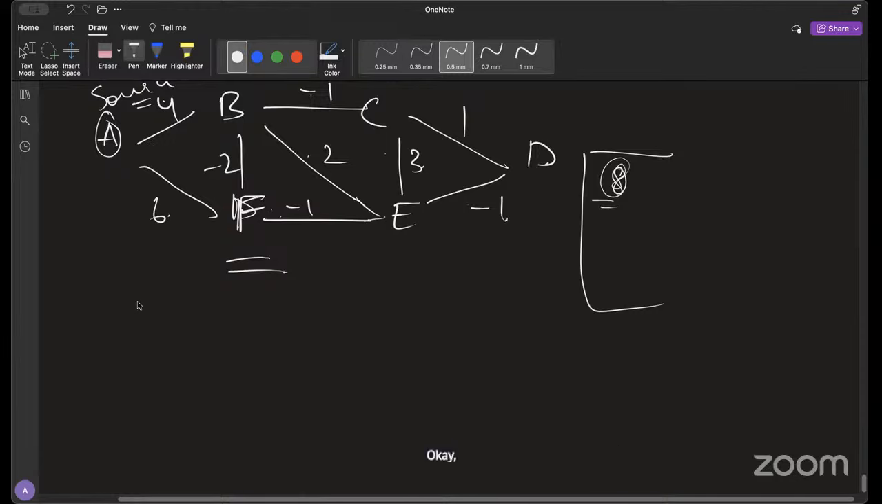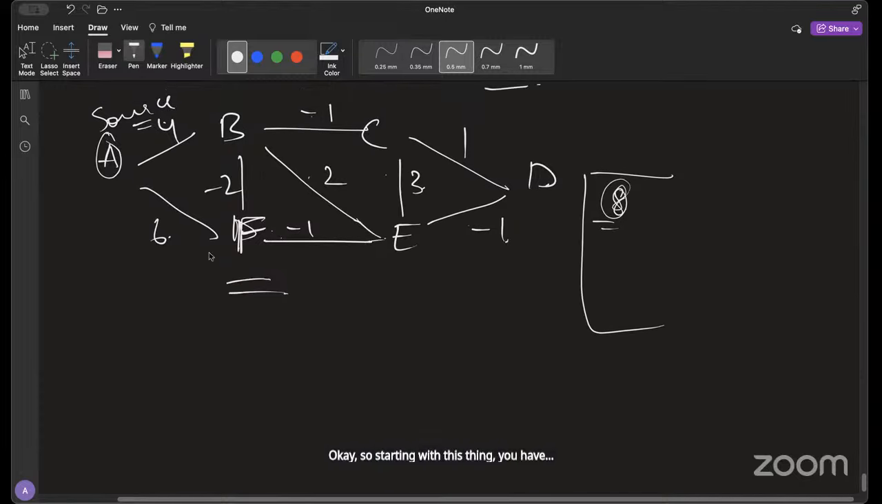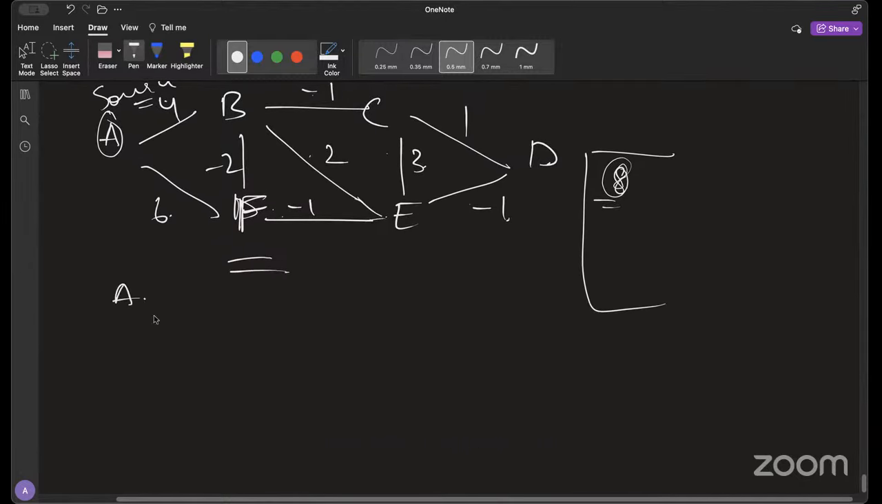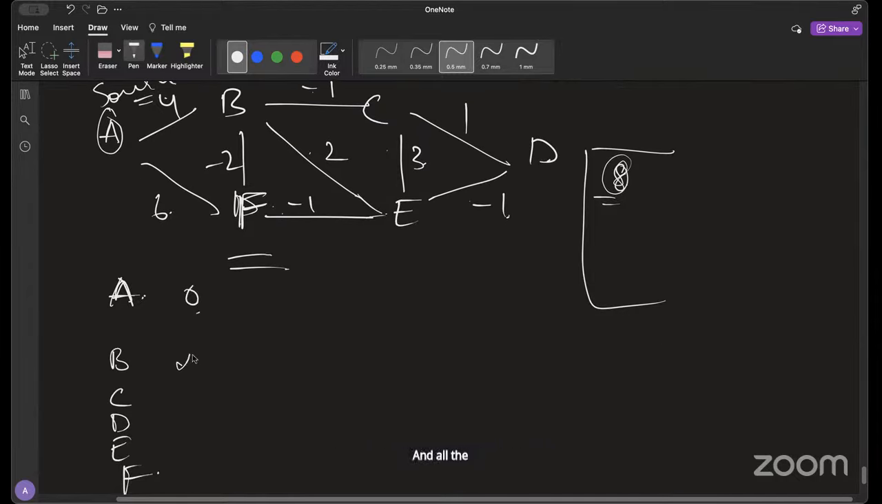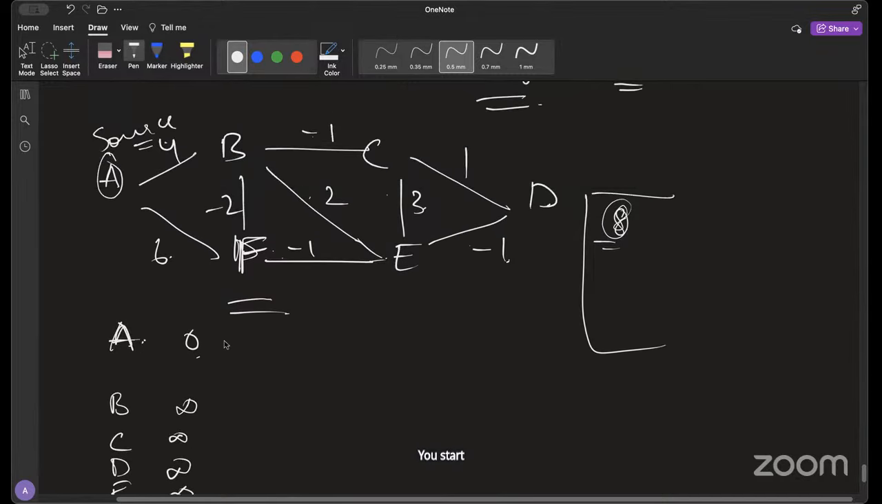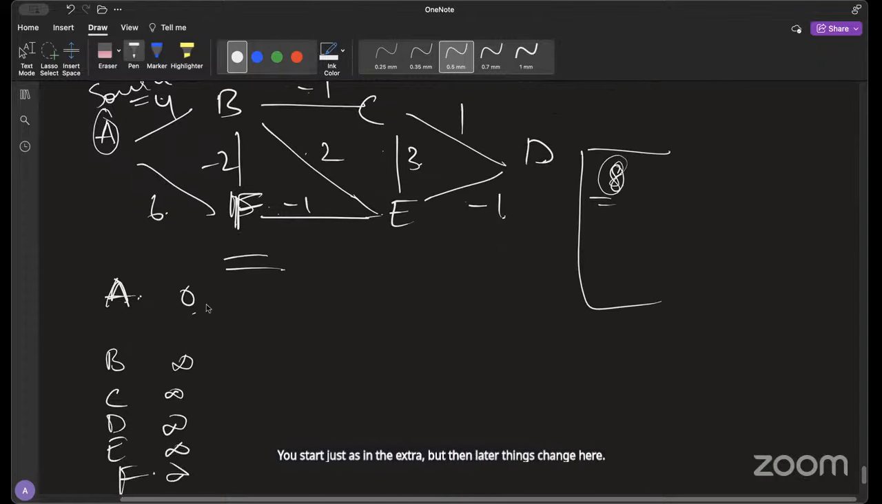Okay, so starting with this, let's just mark these vertices A, B, C, D. We start from here, the distance is 0 here, and all the others are at infinity, right? You start just as in Dijkstra, but then later things change here. So you have B and F directly connected to it. So this is 0, and this is 4, and this is 6. Don't take the minimum of these.